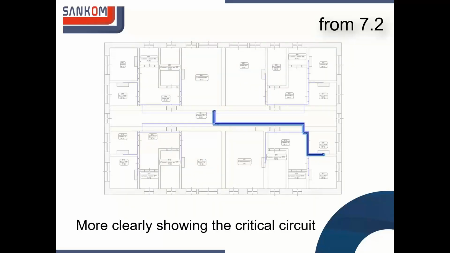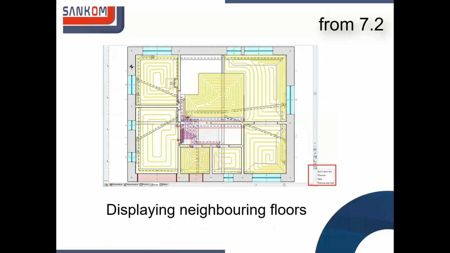Another, this is pretty small, but maybe helpful function, showing the critical circuit. Now it's more clear because everything else is weakened, because normally we turn this option on for a moment just to localize this critical circuit. And so nowadays it's easier to just see it.